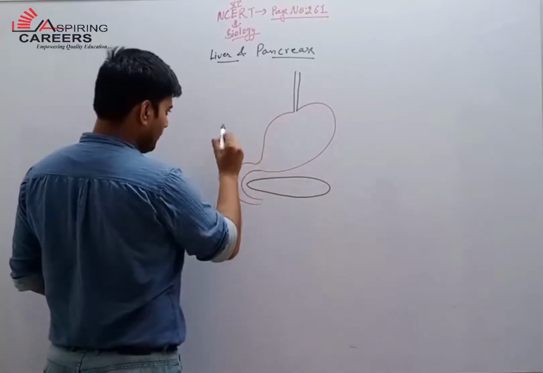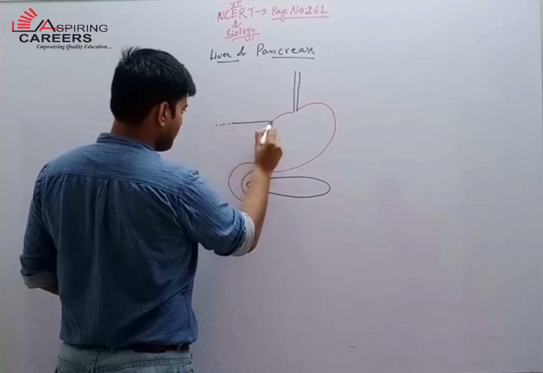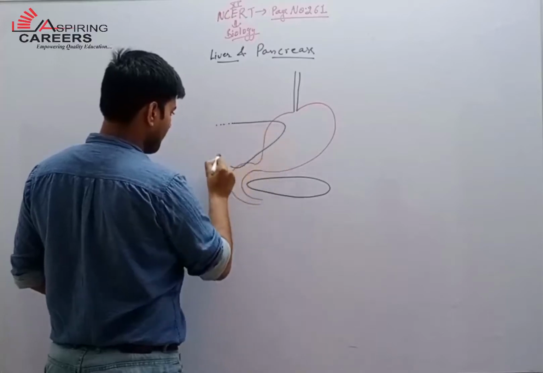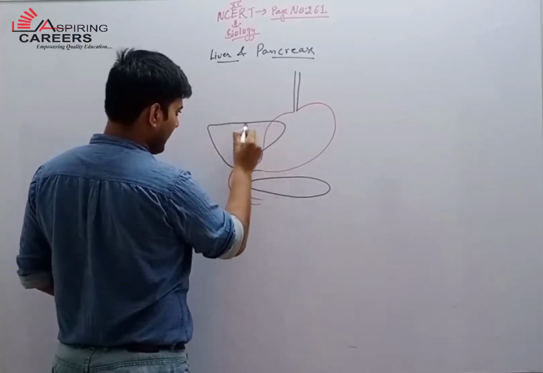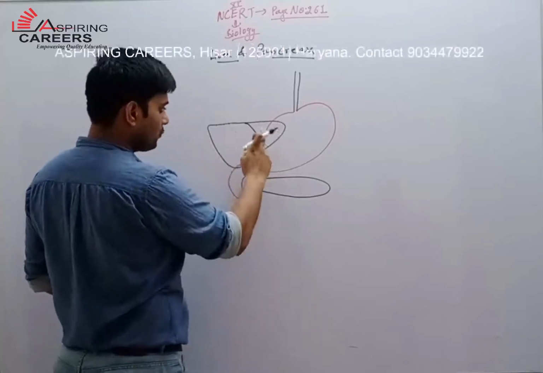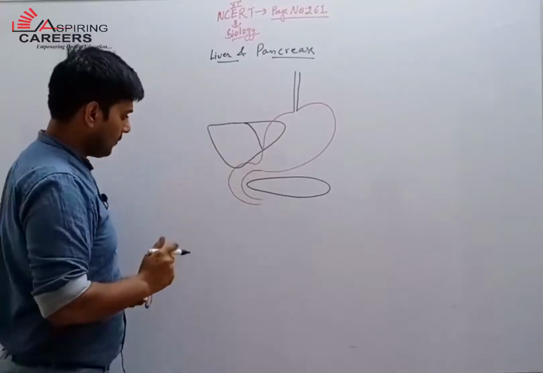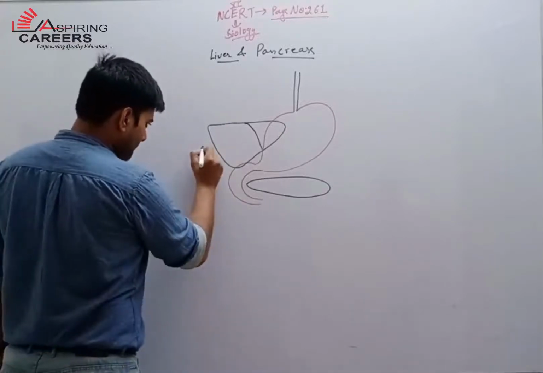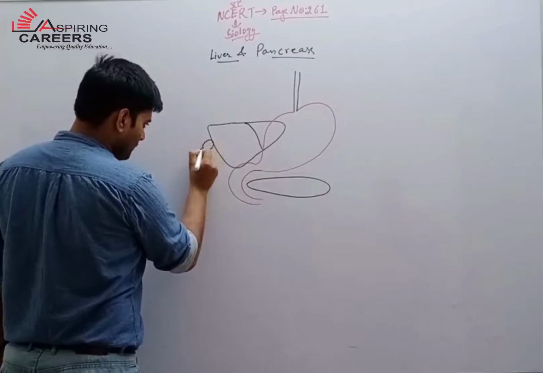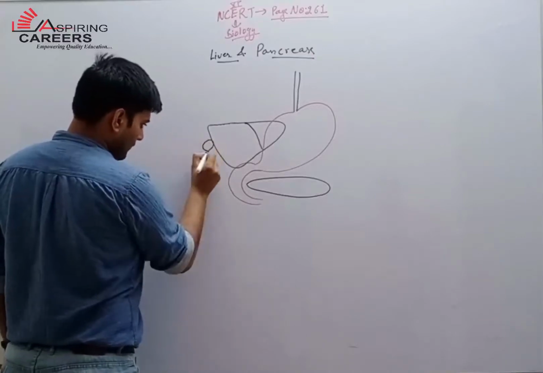And another organ which is liver, right? Liver is a bilobed structure. There are two lobes present in liver, a bilobed structure. Now, and gallbladder. This is gallbladder.